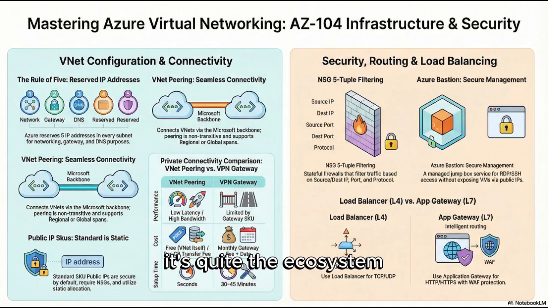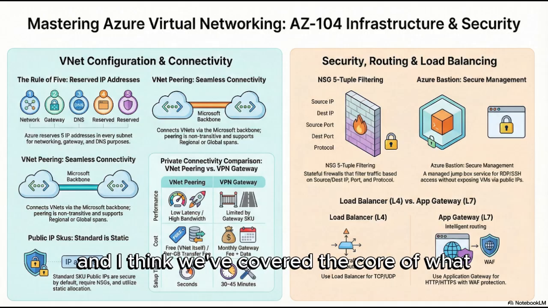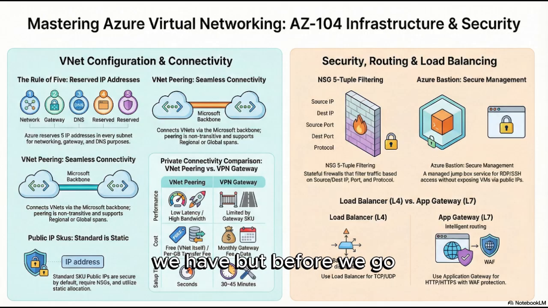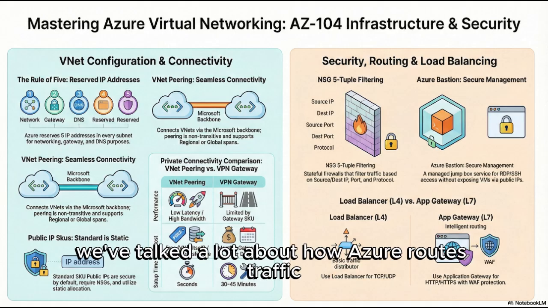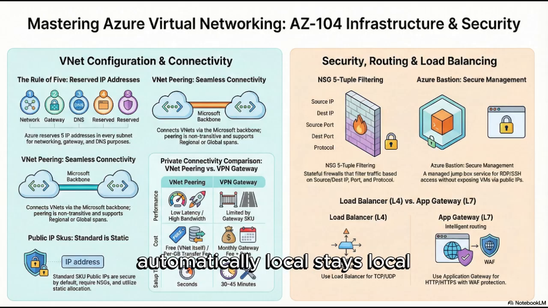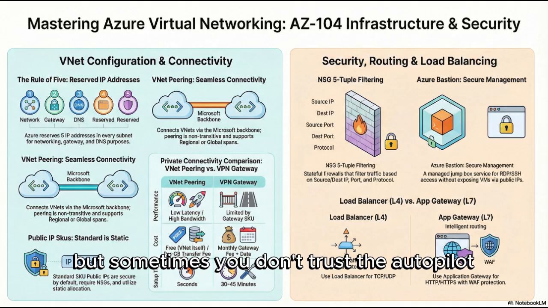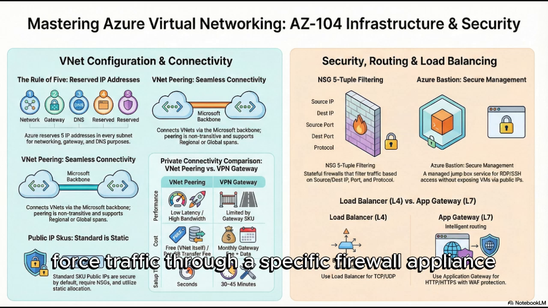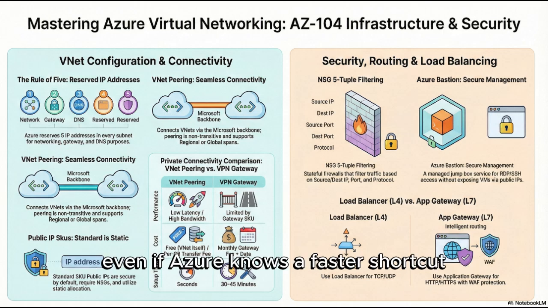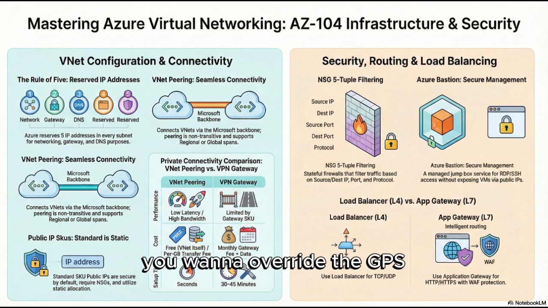It's quite the ecosystem. And I think we've covered the core of what a network admin needs to know to survive. We have. But before we go, I want to leave the listeners with one final thought. We've talked a lot about how Azure routes traffic automatically: local stays local, internet goes to internet. But sometimes you don't trust the autopilot. What do you mean? Sometimes security compliance requires you to force traffic through a specific firewall appliance, even if Azure knows a faster shortcut. You want to override the GPS. Can you do that? You can.